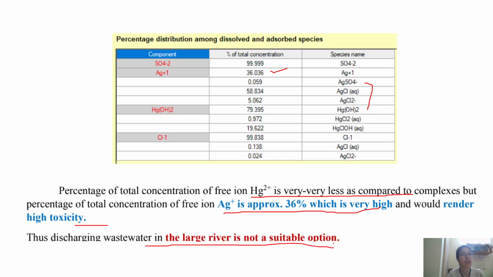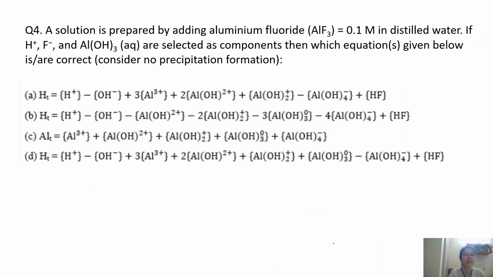That is why we are discharging it in the ocean, because most of the complexes are there in the ocean. If we were discharging just mercury, then it's fine for the river also. But since silver is also there and 36% is in the form of Ag plus, which is toxic, that's why we are discharging in the ocean.